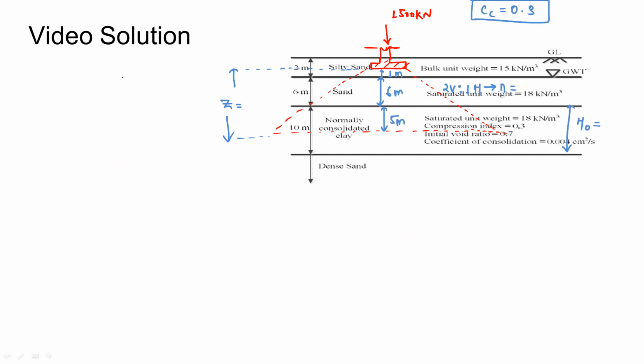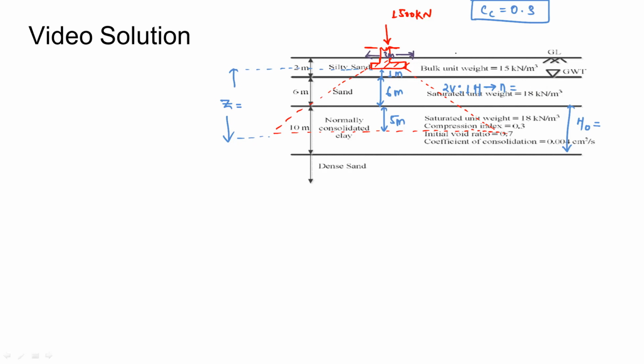Now coming to the video solution part, as we can see in the question, it is a circular footing whose diameter is 3 meter and a 1500 kilonewton load is acting above this soil. The footing is 1 meter below the ground level, and 1 meter above the sand layer. And as we can see here, the sand and the clay layer are submerged. The groundwater table is 2 meter below, and the compression index given in the question was 0.3.